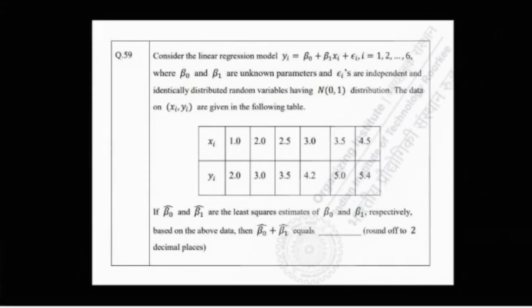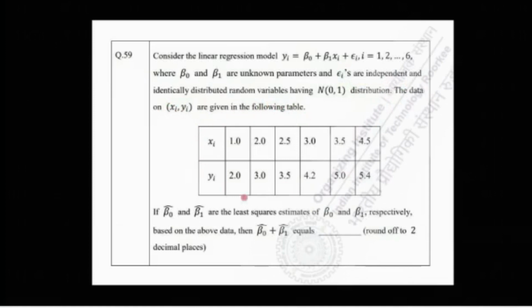Today we are going to solve this problem from IIT JAM MS 2022, problem number 59. The problem says: consider the linear regression model yi equals beta naught plus beta 1 xi plus epsilon i, i running from 1 to 6, where beta naught and beta 1 are unknown parameters and the epsilon i's are independent and identically distributed random variables having normal 0, 1 distribution. The data on xi, yi are given in the following table.